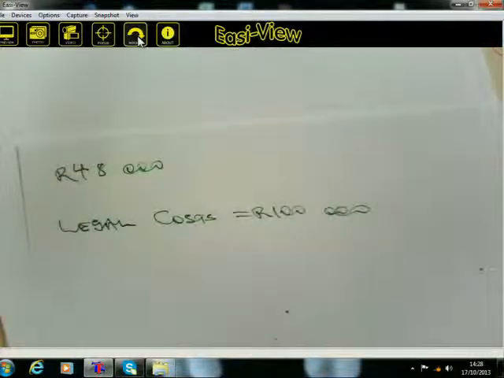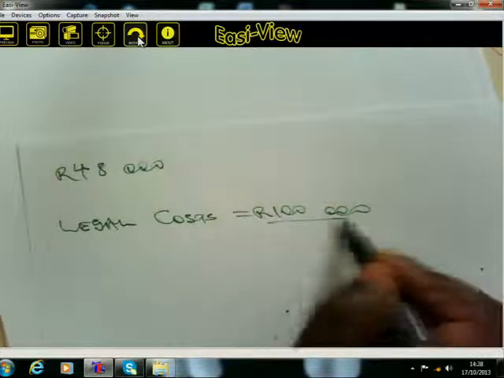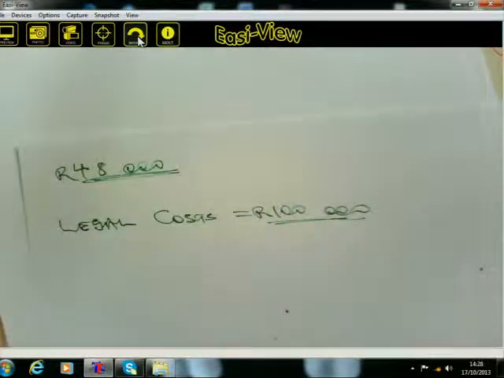This is not wise. You are going to spend 100,000 to recover 48,000. This is not a wise decision. Financially, it doesn't make sense. Therefore, legal action will only be taken when we weigh the options. What is due to the business will be bigger than what we are going to spend on legal fees. Therefore, if that is the case, then we institute legal actions against you.